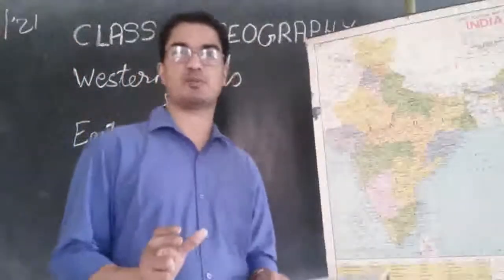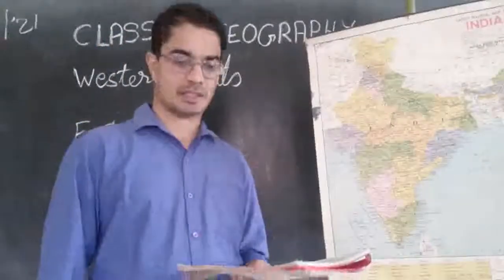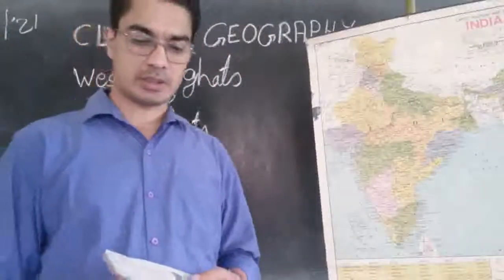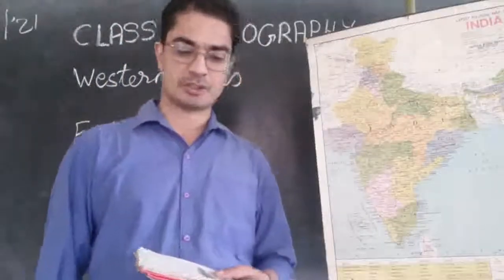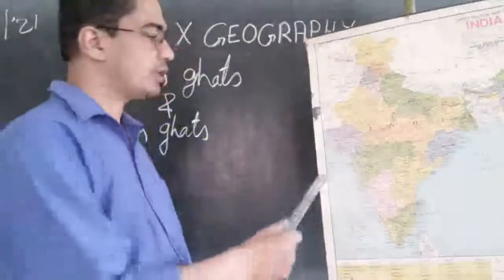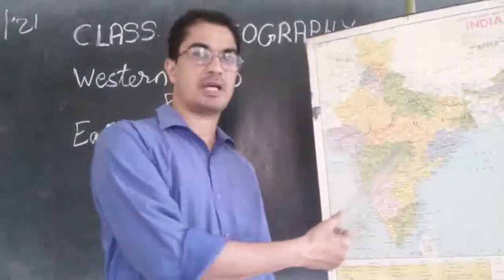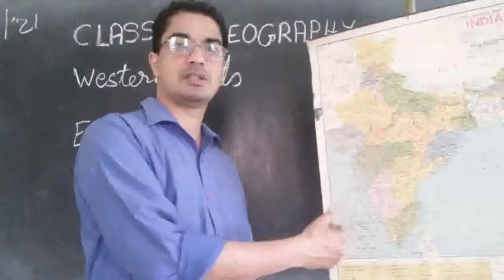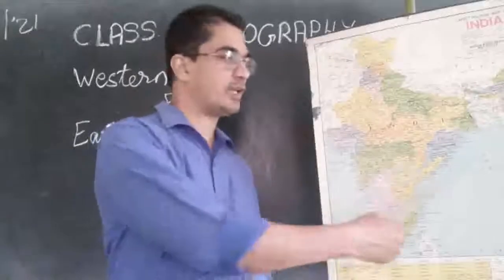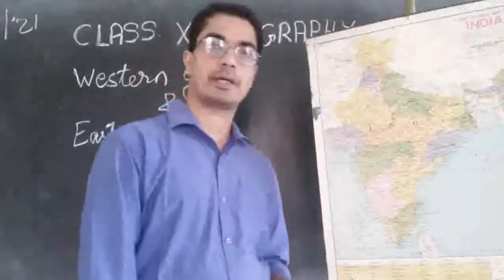Now let us compare them and see how they are different from each other. The Western Ghats and Eastern Ghats mark the western and the eastern edges of the Deccan Plateau respectively. So between these Western Ghats and Eastern Ghats, what is there in the middle? The Deccan Plateau is there. At both ends of the Deccan Plateau, on the western side we have the Western Ghats, and on the eastern side we have the Eastern Ghats. In the middle is the Deccan Plateau.